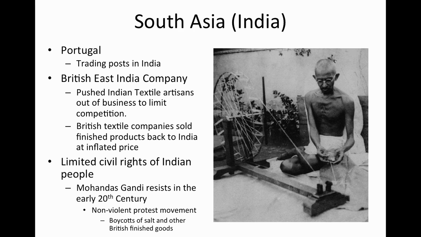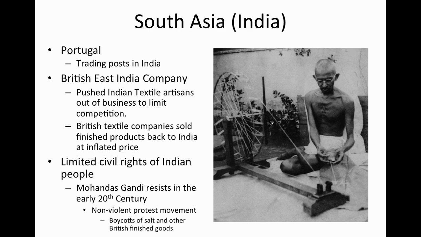A lot of British textile companies would end up selling finished products back to India at high prices. So the cotton would be taken out of India, it would be turned into textiles and then sold back at a higher price than what the local artisan would charge for that same textile. And over time, overall the English were pretty oppressive at times. The people of India lacked a lot of civil rights. They were not allowed to travel freely. They were forced to make or purchase, obviously not only textiles but even salt from the mother country.